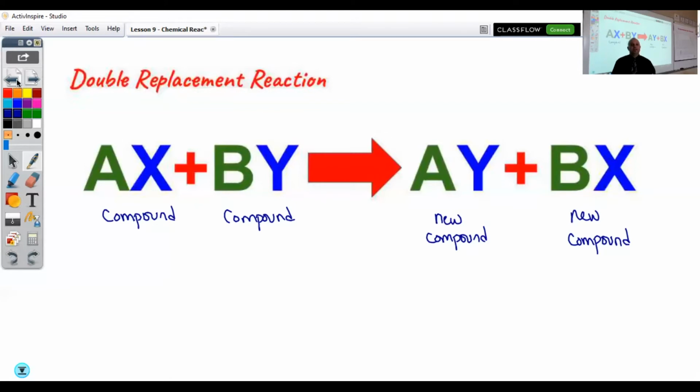Now, unlike single replacement reactions, we don't have to worry so much about reactivity, but we do have to concern ourselves with solubility. Because what will end up happening is if all four of our substances are soluble, that will be an instance where we have no reaction. Let's take a look at an example double replacement reaction.